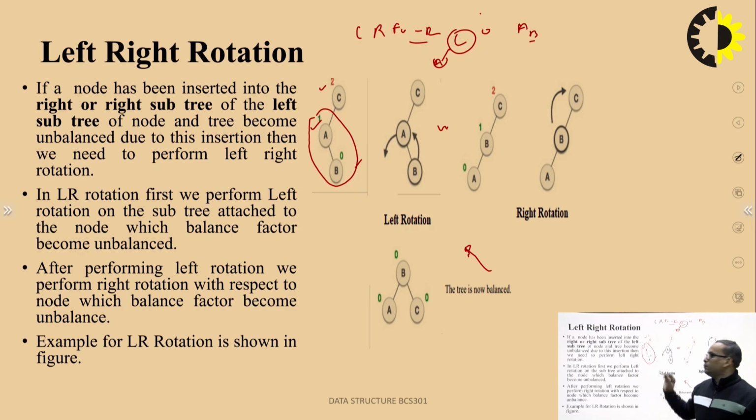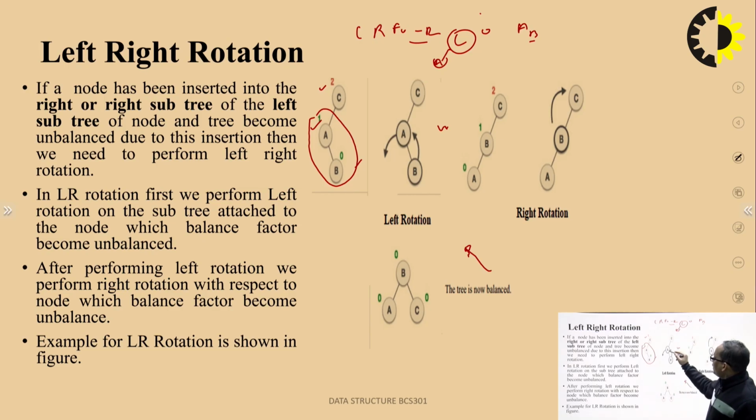So this becomes unbalanced. Now in this case, if we want to make this particular tree balanced, then we need to perform the left right rotation, because it became unbalanced when we inserted node B in the right of left of C. Okay, so what we will do in this case, first we rotate the tree with respect to A in the left direction. We will perform the left rotation first.